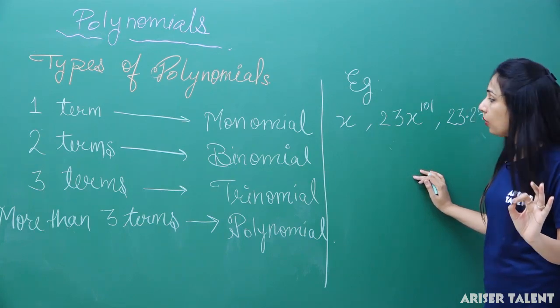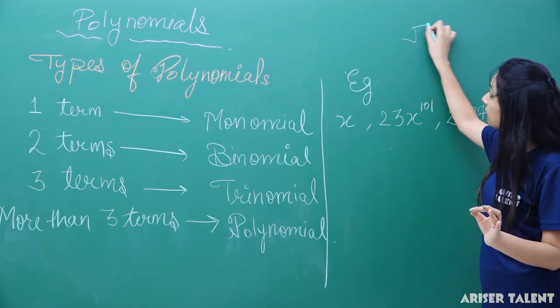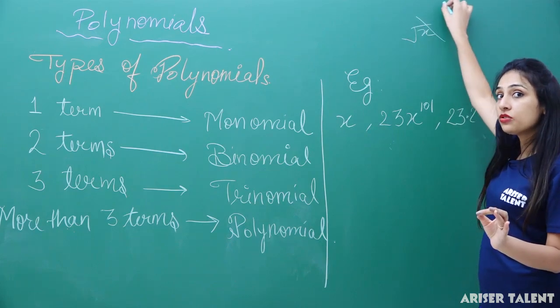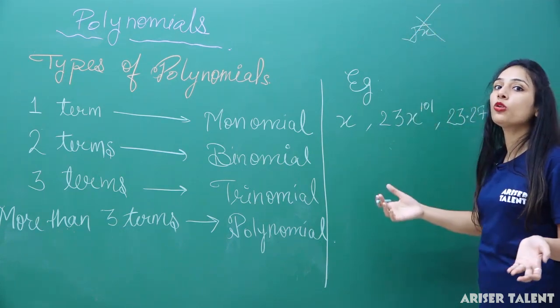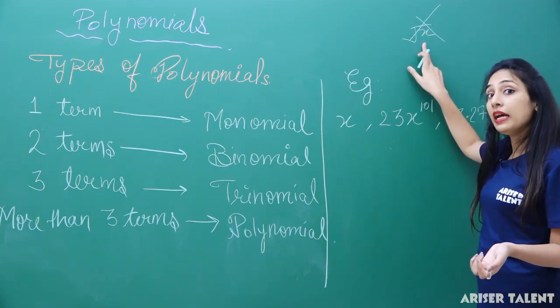Understood this well? Okay. If I write root x, you will say no ma'am, it is not a monomial because it's not even a polynomial, because it's having power as 1 by 2. Okay.